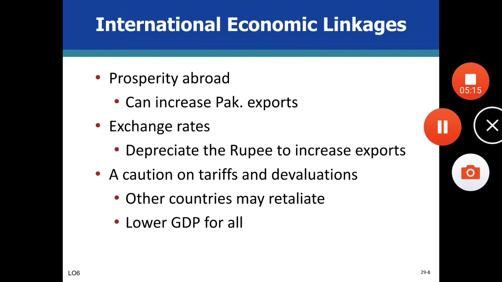But a caution on tariffs and devaluations: other countries can retaliate, because if we artificially reduce the value of our rupee and make our products cheaper, then we become more competitive with the rest of the world. So they will definitely retaliate if our rupee's value has gone down. And obviously, it will also lower GDP for all of us.